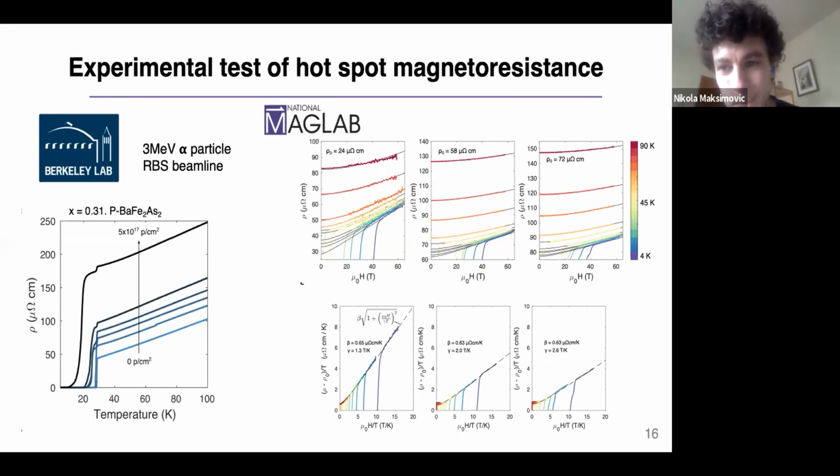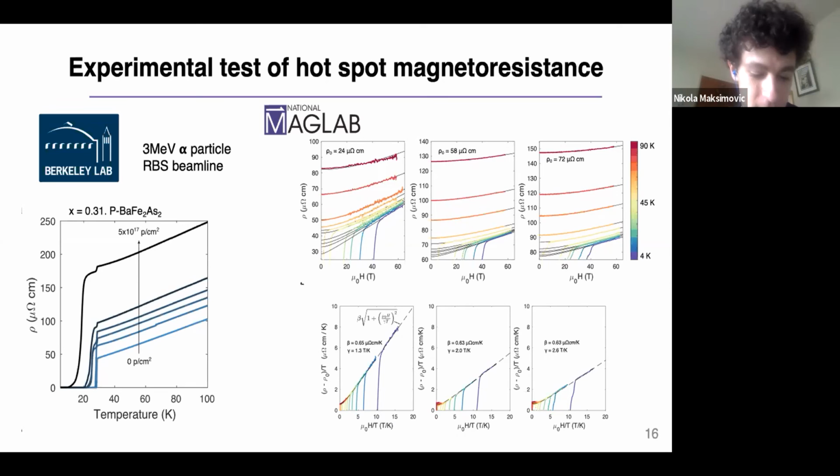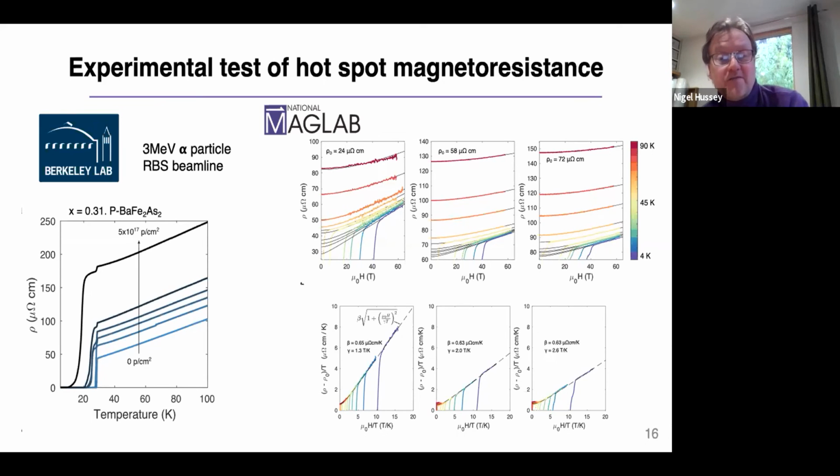Does the disorder survive if you heat it up, or does it go away? Yeah. All of these are heated up to room temperature after irradiation, or during irradiation. Okay. So it could survive. All right. We'll watch this.